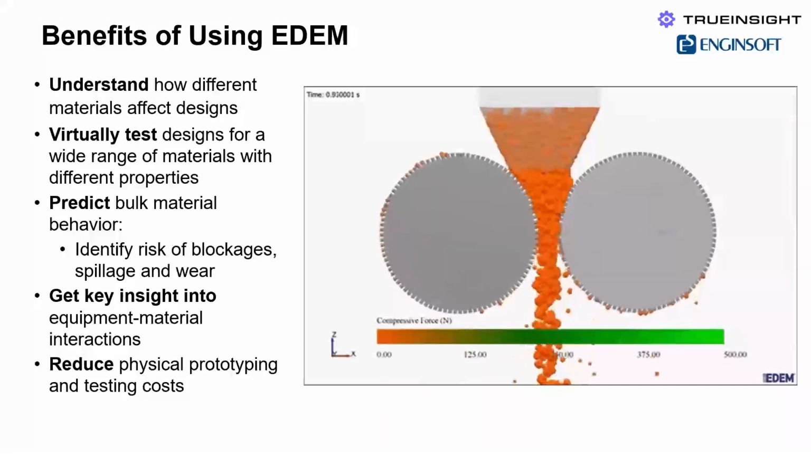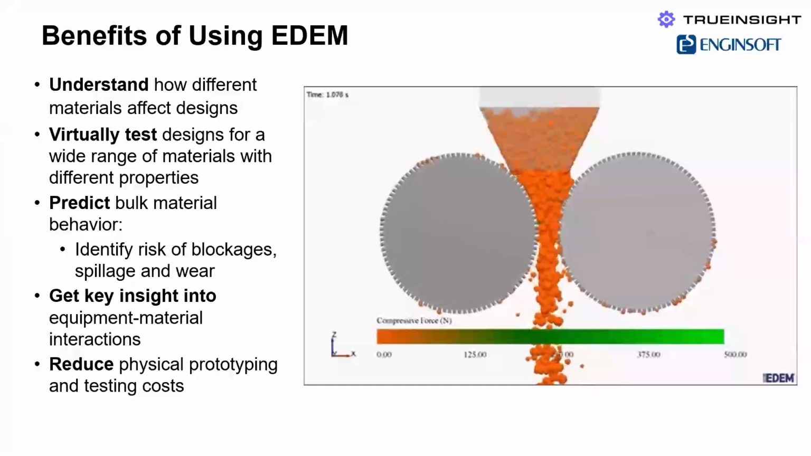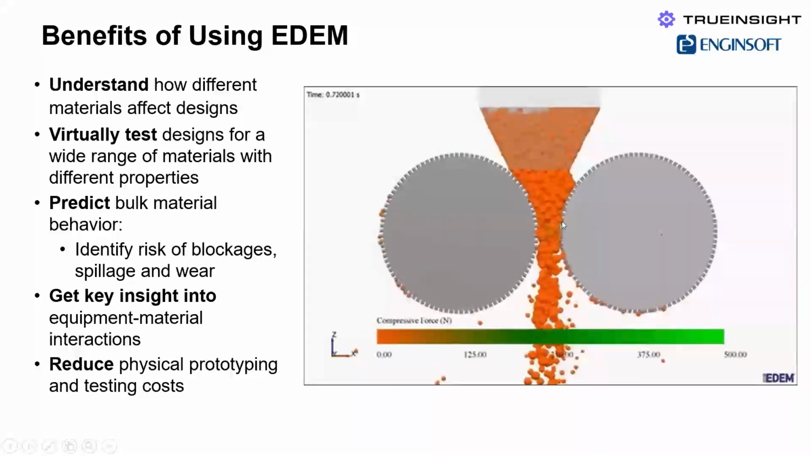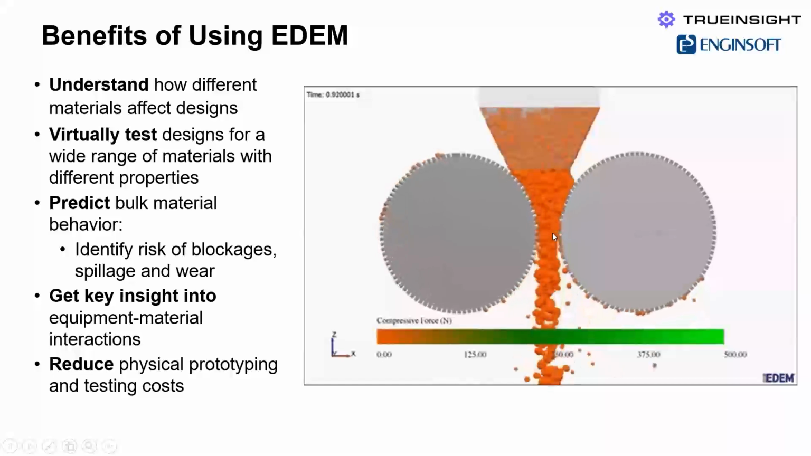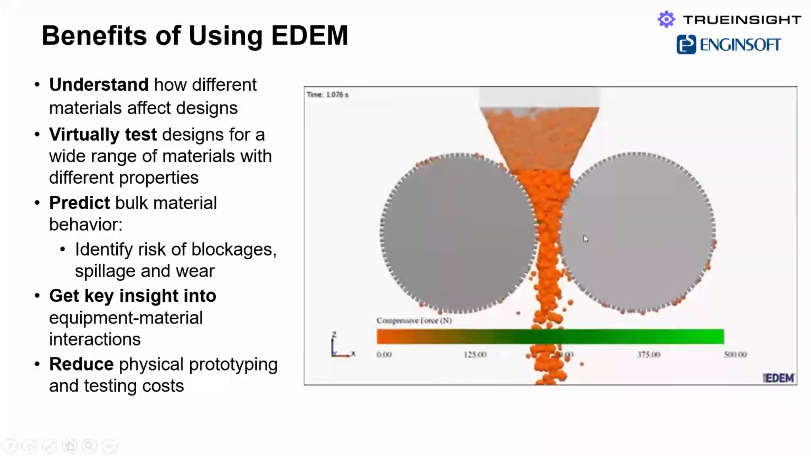In this case, this animation, the colorization has to do with the compressive forces. So where the particles are turning green, that's where the highest compression is happening. And you can see how that's distributed over a certain range there.